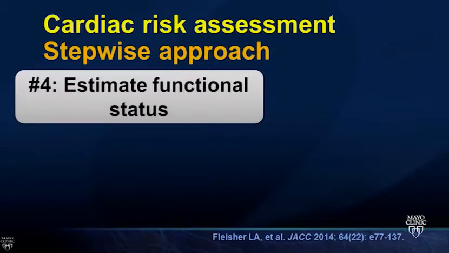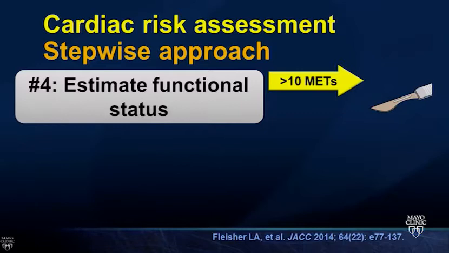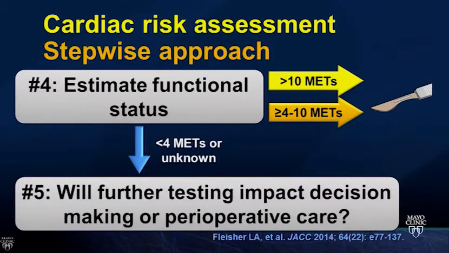Why is that important? Well, if they have a functional capacity over 10 METs, they have a class 2A recommendation to move forward to the operating room without any further testing. If they're in that 4 to 10 MET range, it's a 2B recommendation to move to the operating room without further testing. And if they're less than 4 METs, or you can't determine their functional capacity, that's when you have to determine the need for further testing.